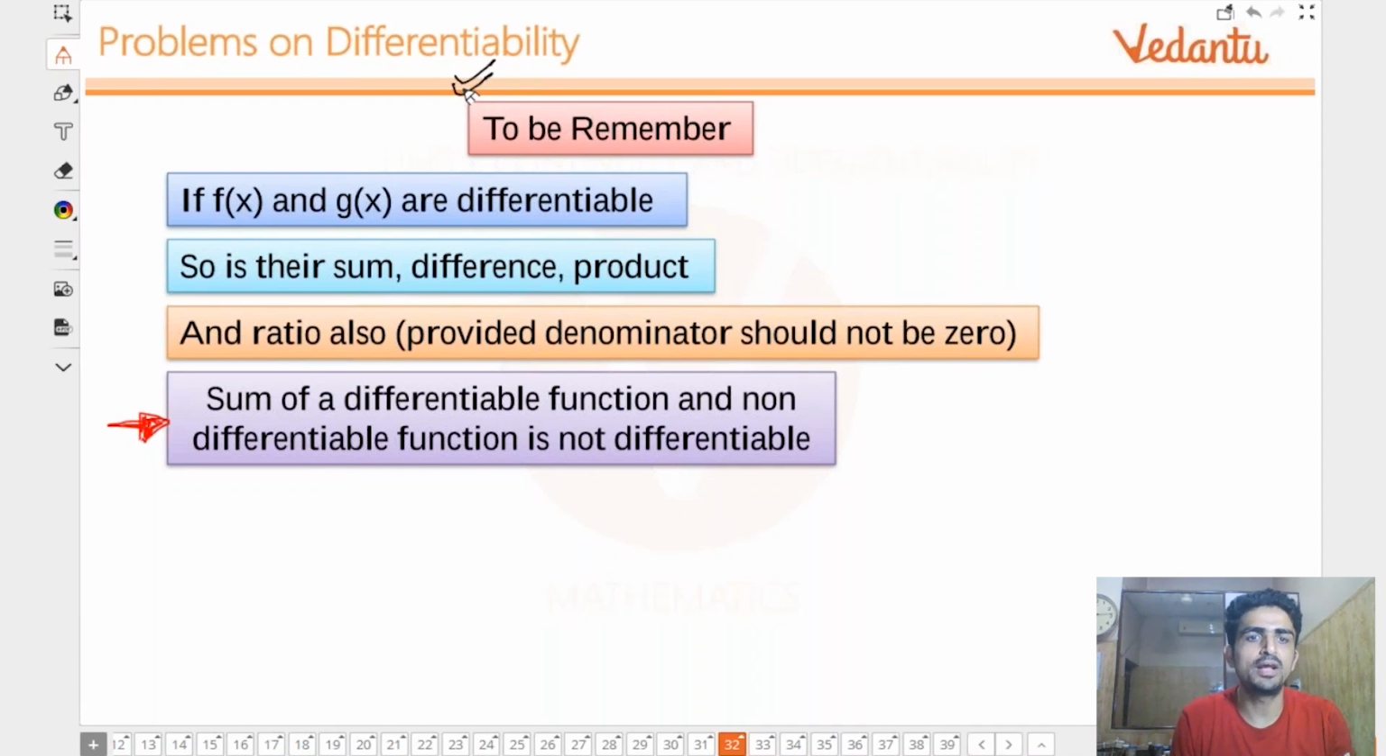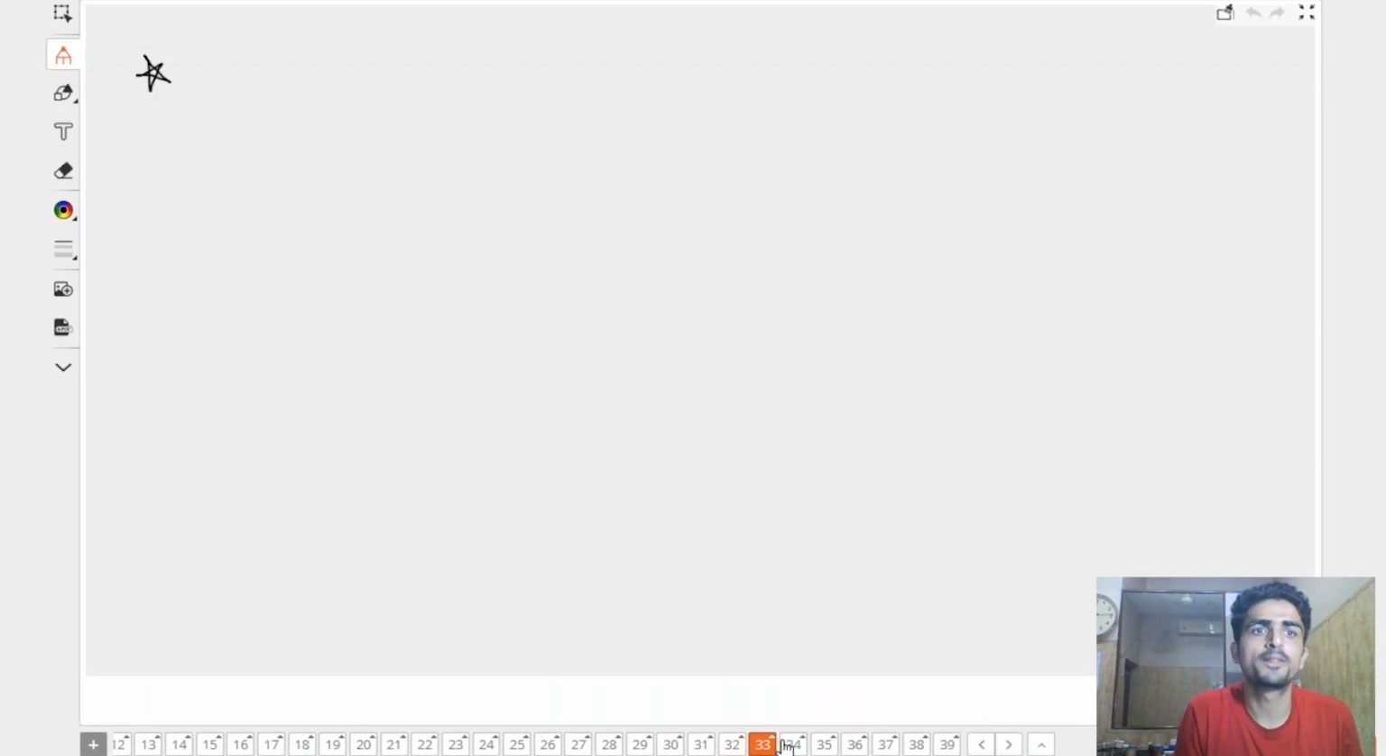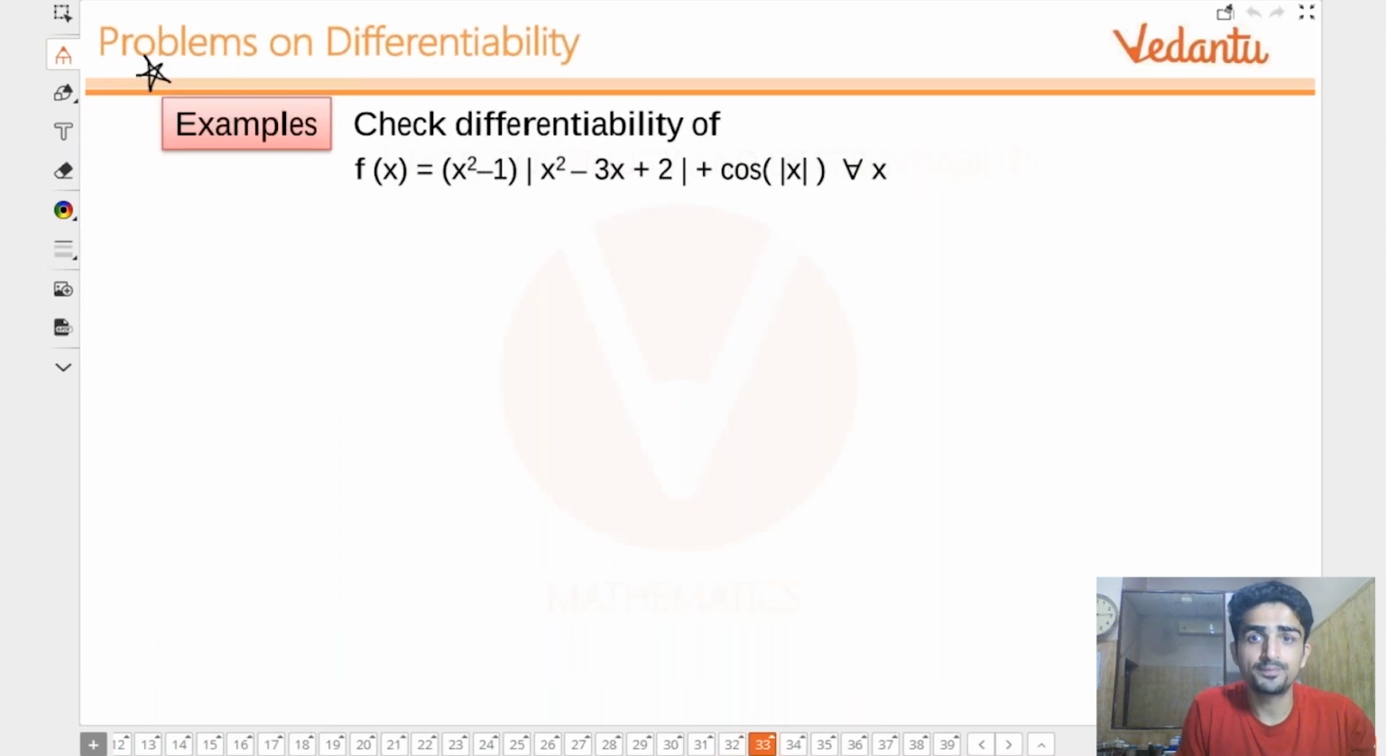Keep that in mind. It will help you a lot in objectives, because in objectives the options will be like it is differentiable at this point, it is non-differentiable at this point, it can be differentiable, these are the points where it is non-differentiable. So in objectives, primarily you will face trouble with which points we need to check. This thing will help you a lot in that. Let us do some questions. This is the first question, and it is a really good question.